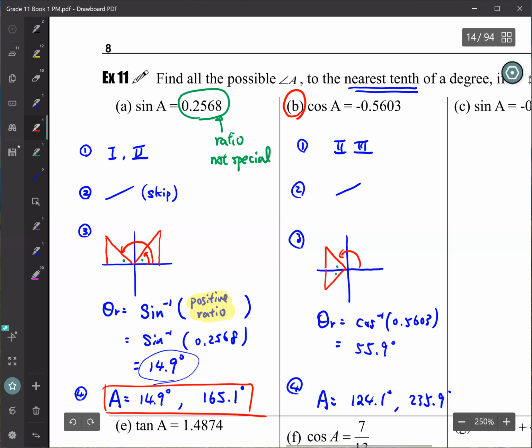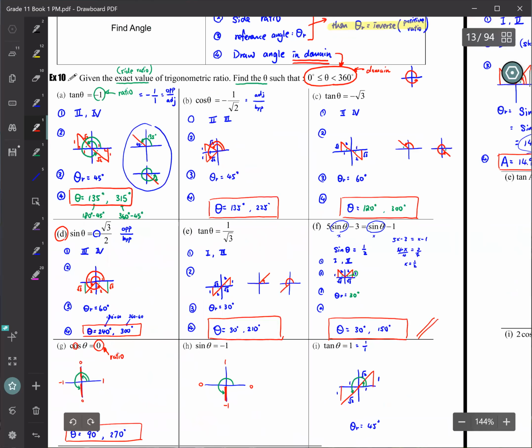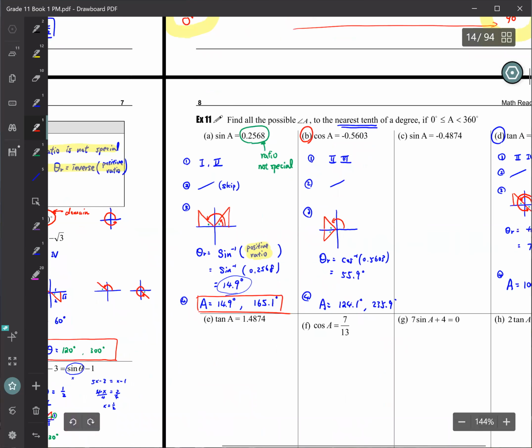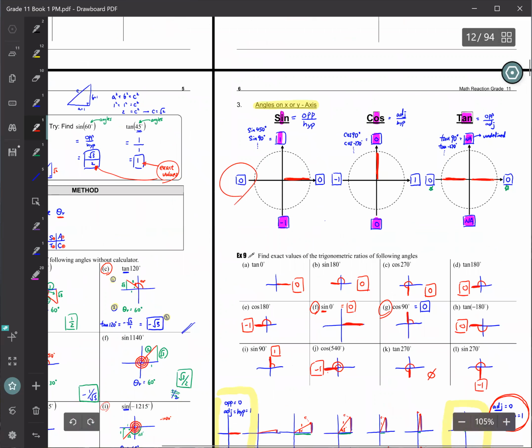Okay, so that's it for today. Make sure you follow the 4 steps. Depending on the ratio, if it's inside the quadrant, you use the 4 steps. If it's on the axis, you have to use the picture. And if it's not special, you use the calculator. If you have any questions, you can stay after class. Otherwise, I'll see you next week.